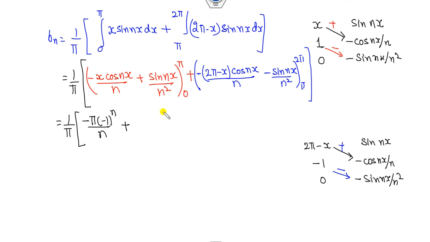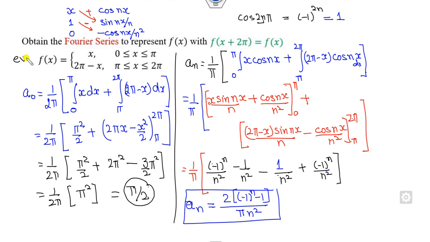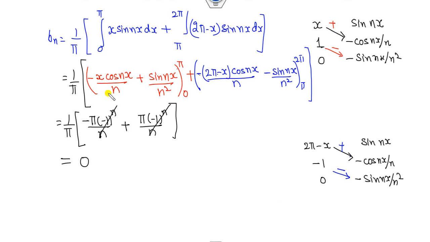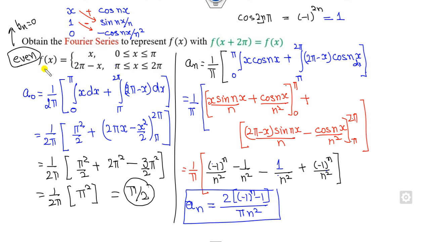Minus, if you substitute here, it is minus minus plus, it's pi cos n pi, minus 1 raised to power n, and sine n pi will be 0. And you can see it will be cancelled. Fine. So as I already told you, this function is an even function. So once it's an even function, bn will always be 0. So there is no need to compute them. You can write it directly as bn is 0 by mentioning the reason as f(x) is an even function.